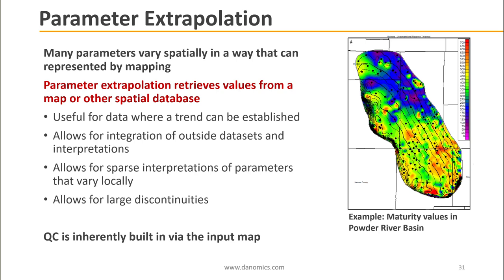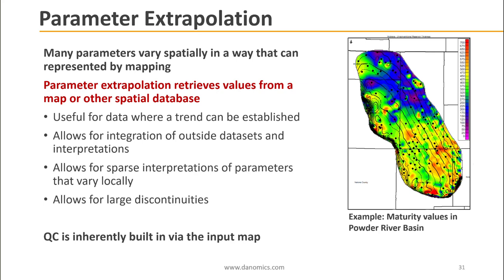And this works great for properties that often come in from outside expertise or an outside data set. So here we have an example of maturity data. If we were trying to calculate TOC, for example, and we're using the PASI method, which needs maturity, we've got this map that we've made, and we could say, okay, this well right here, we're going to extrapolate from the map this value, so we're going to extract that value and we're going to use it in this well. Now, I like using extrapolation from grids because it's useful for bringing in data from outside sets.